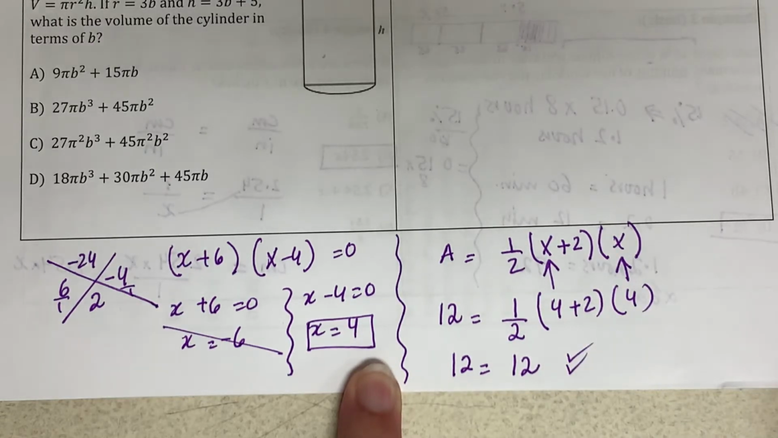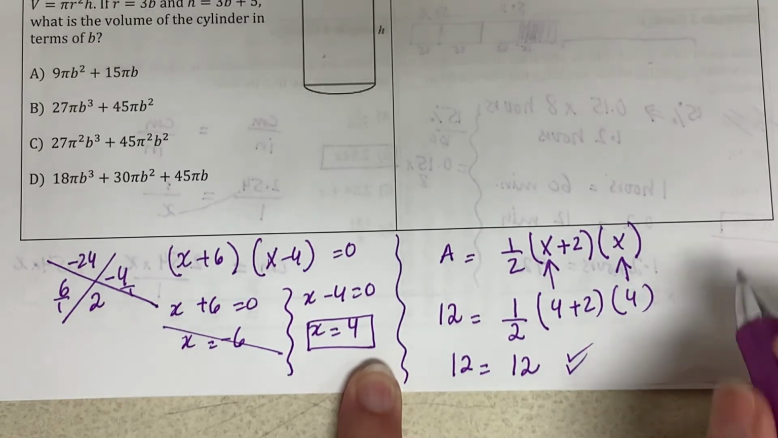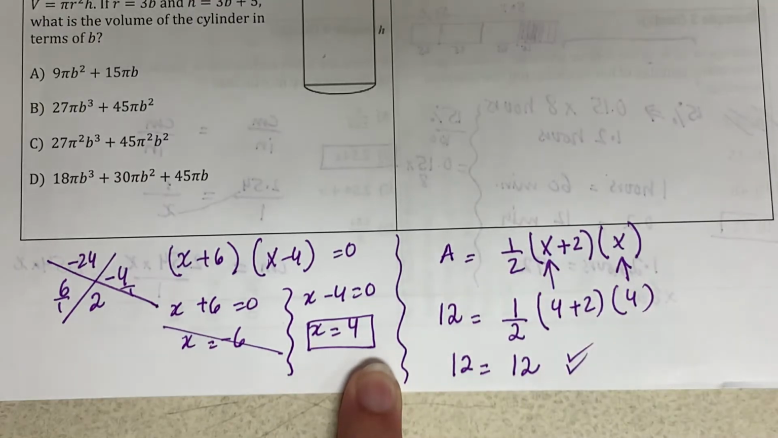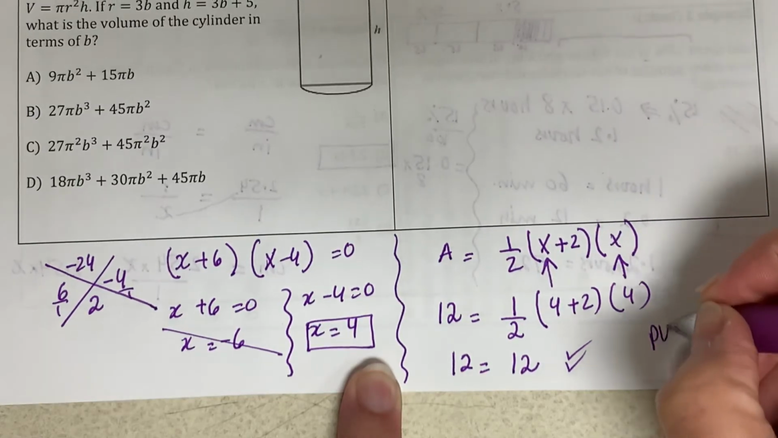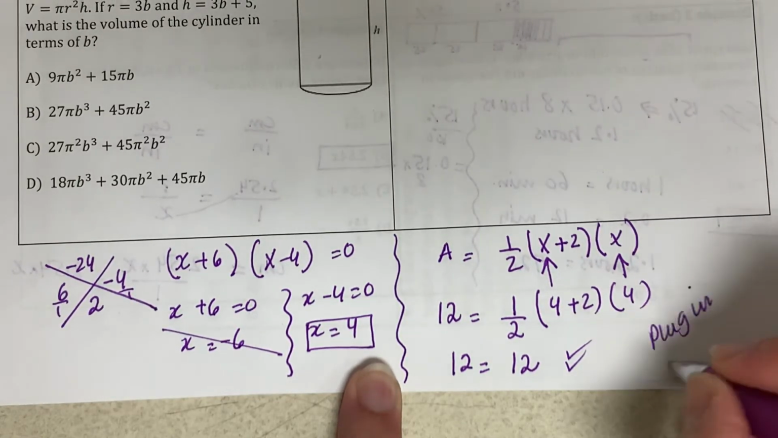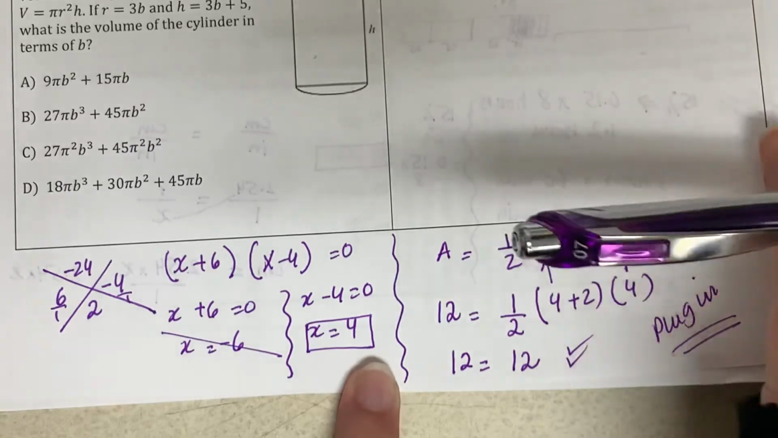So if you have a multiple choice, I would suggest that you plug in the numbers and you would have the answer, rather than doing all that longer math. This would be faster.